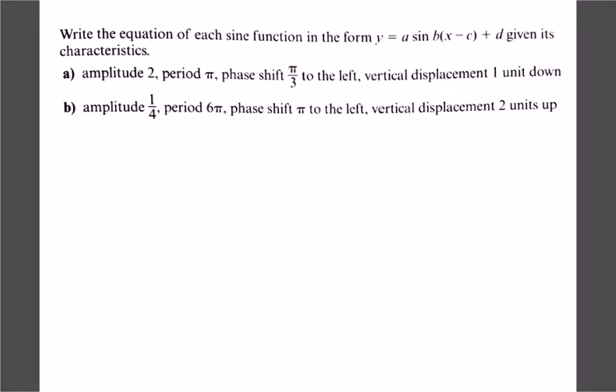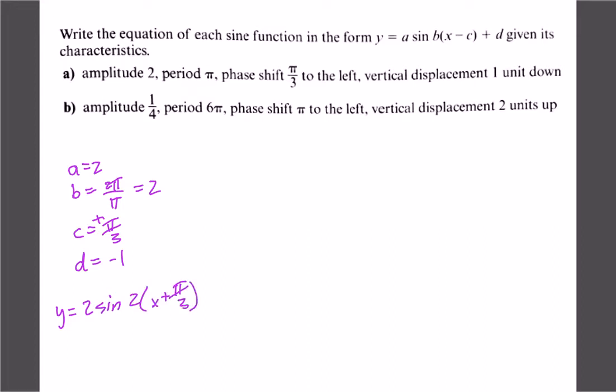Let's try one more. So this one, they give us the equation in words, or the description in words, and we just got to figure out the equations. These ones are usually a little bit easier. So for letter A, we've got an amplitude of 2, a period of pi, so that means our B would be 2 pi divided by pi, which is 2. We have a phase shift of pi by 3 to the left, so that'll be a positive. And we have a vertical displacement of 1 down, so that means our midline would be at negative 1. So our equation is 2 sine 2x plus pi by 3 minus 1.